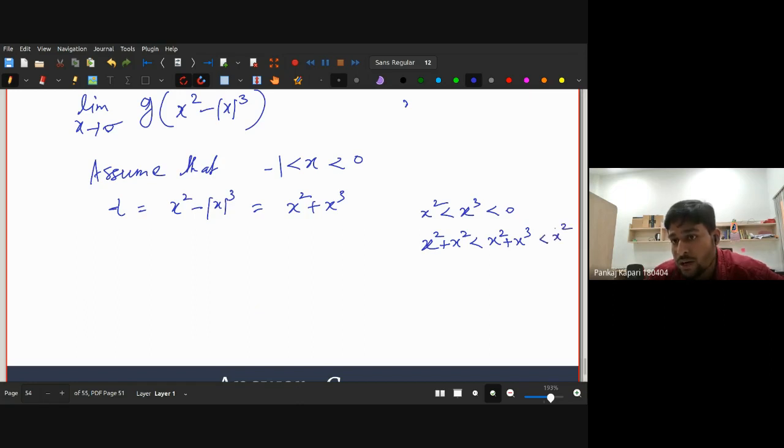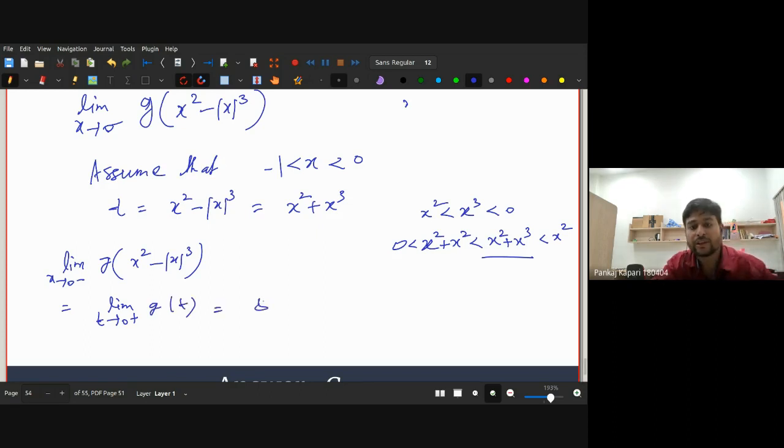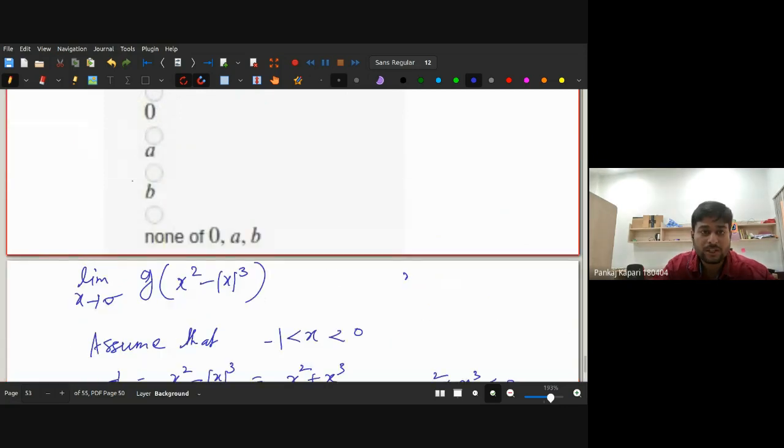Okay, we are adding x square everywhere, and this becomes 2x square, which is positive. So that means x square plus x cube just becomes positive. And therefore the limit as x goes to 0 minus of g of (x square minus mod x cube) is equal to the limit as t goes to 0 from the positive side, because x square plus x cube is positive, of g of t, and this is again b, right? The third option is correct.